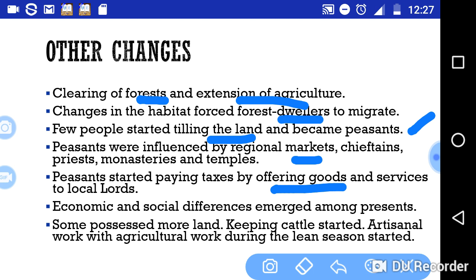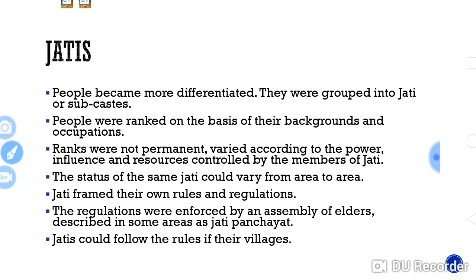And this was a period of many economic and social differences which emerged among the peasants. There were some people who possessed more land, and people also started keeping cattle, and many artisanal works were also started. These people who were doing agriculture, in their free time were doing artisanal work, and cattle keeping was also started during this period.